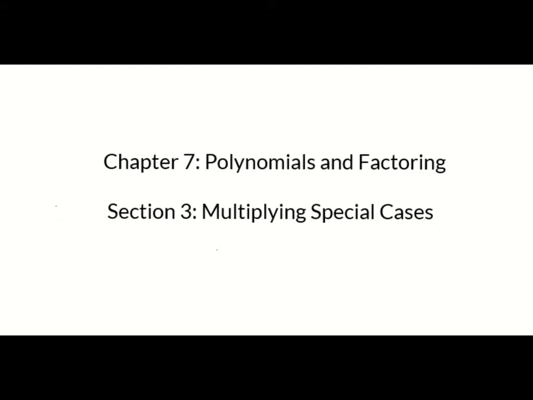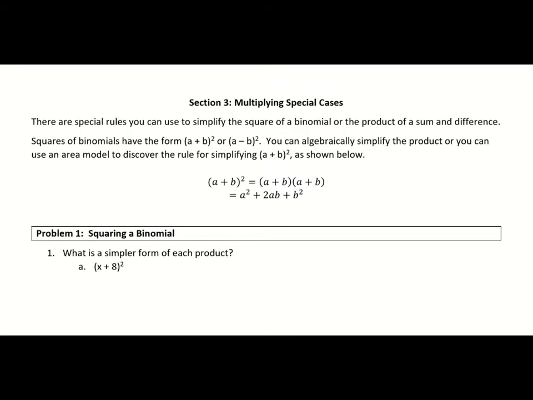Today we're going to discuss Section 3 of Chapter 7, Multiplying Special Cases. So in this section, we are going to focus on binomials that we have to square or binomials that we are multiplying the positive and negative of each other together. So the first problem we're going to take a look at are squaring binomials.